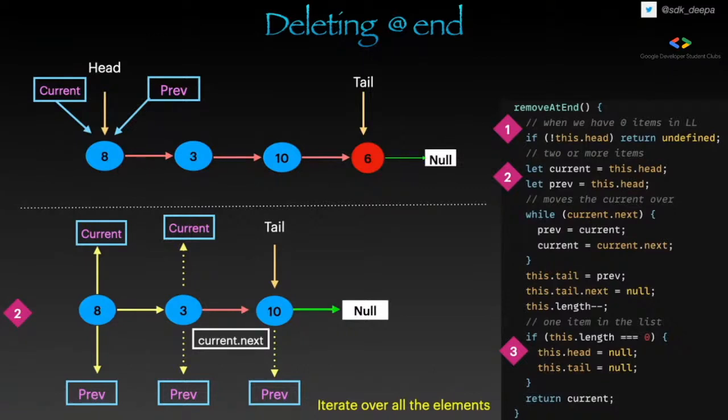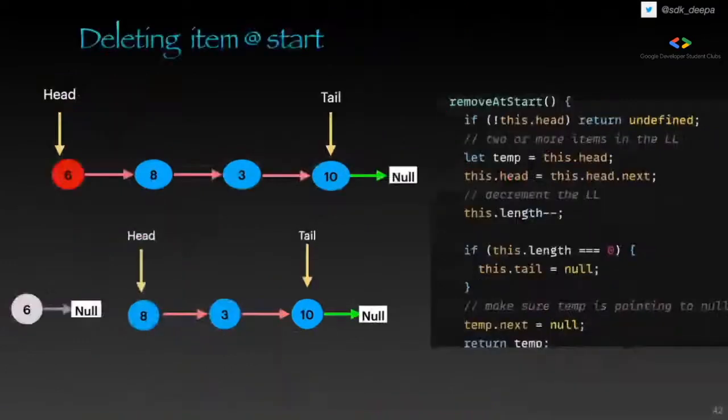And then return the current item, right? So this is how deleting at the end works. It is tricky, but if you pay close attention to what is popping in and what is popping out, then you would be able to understand much better.